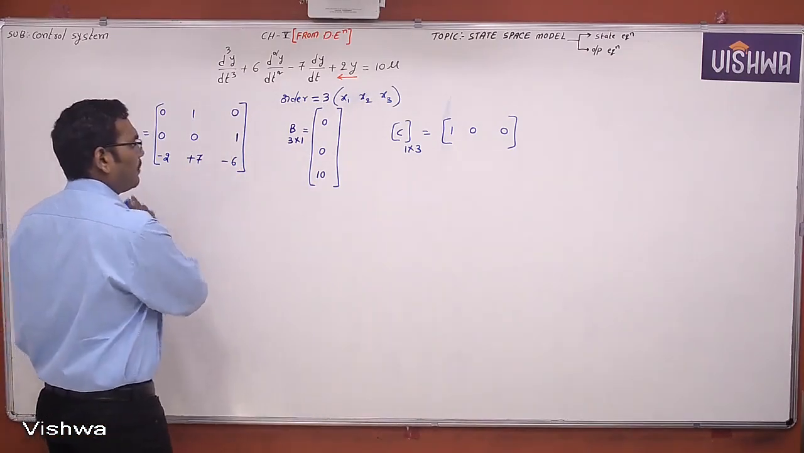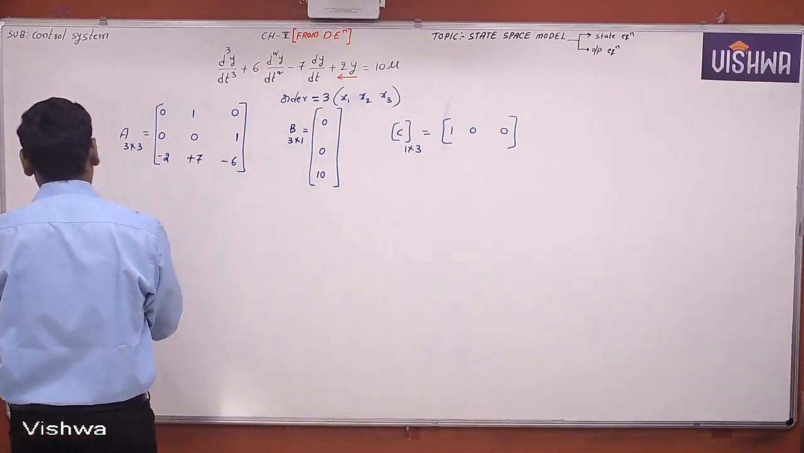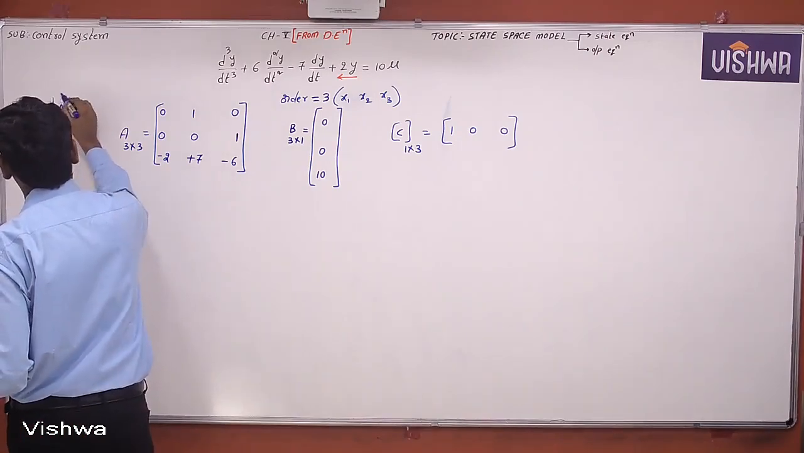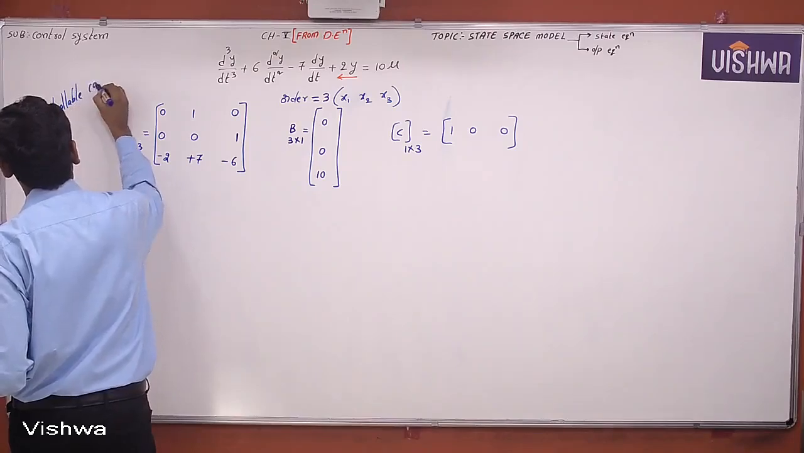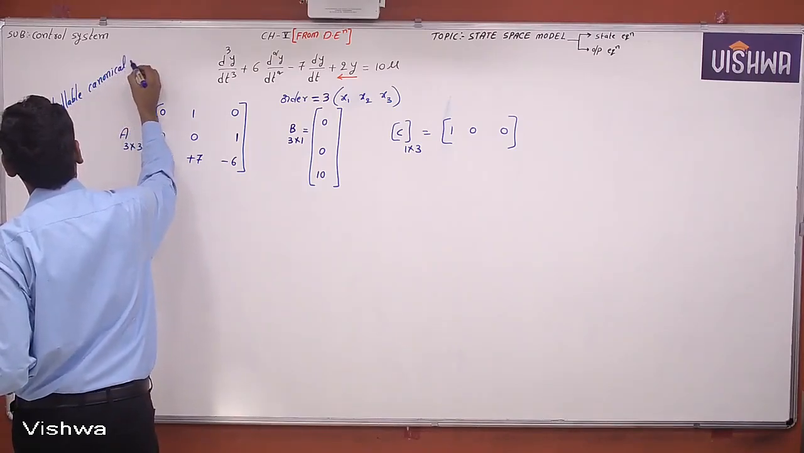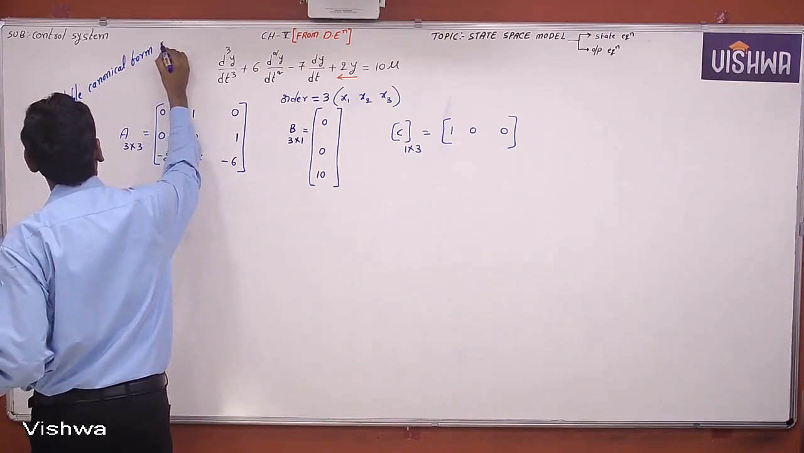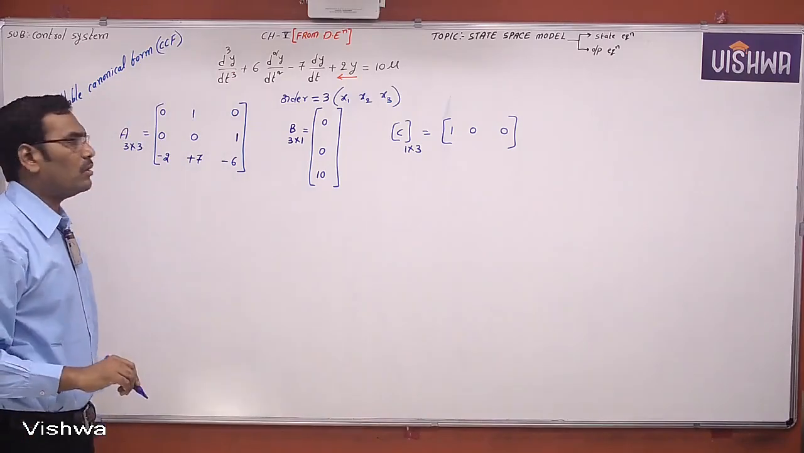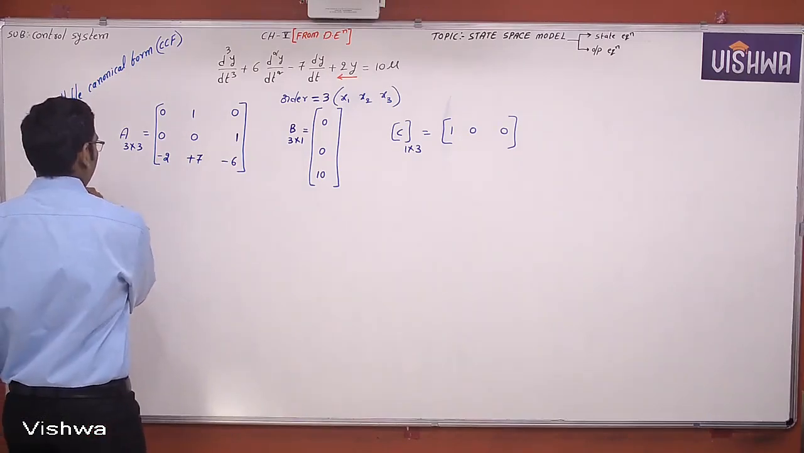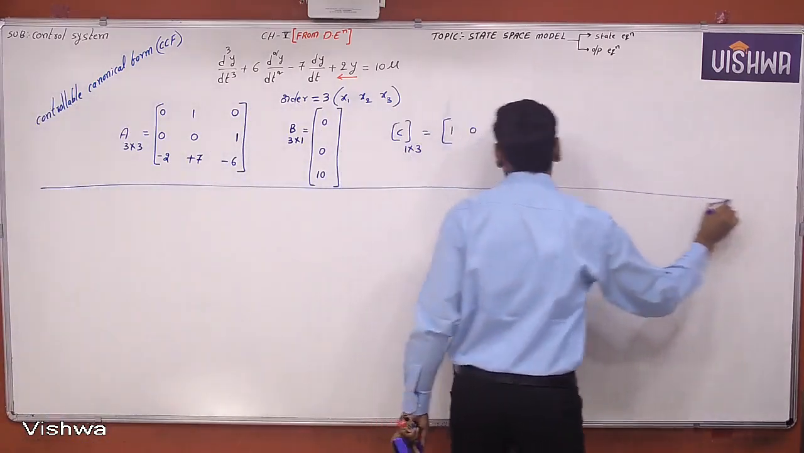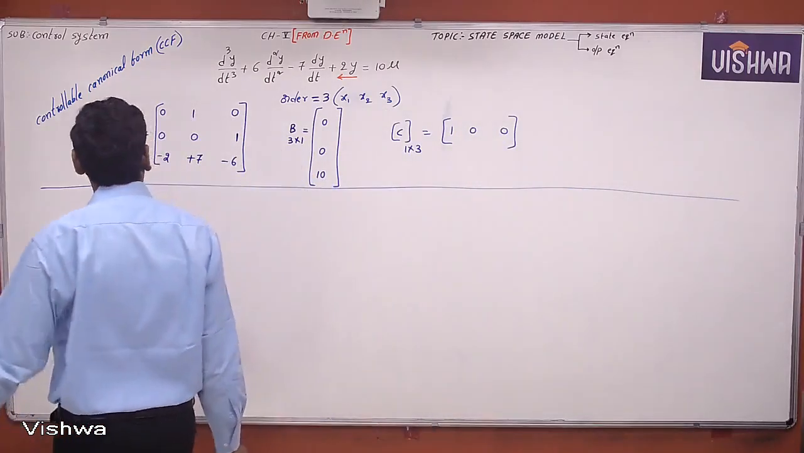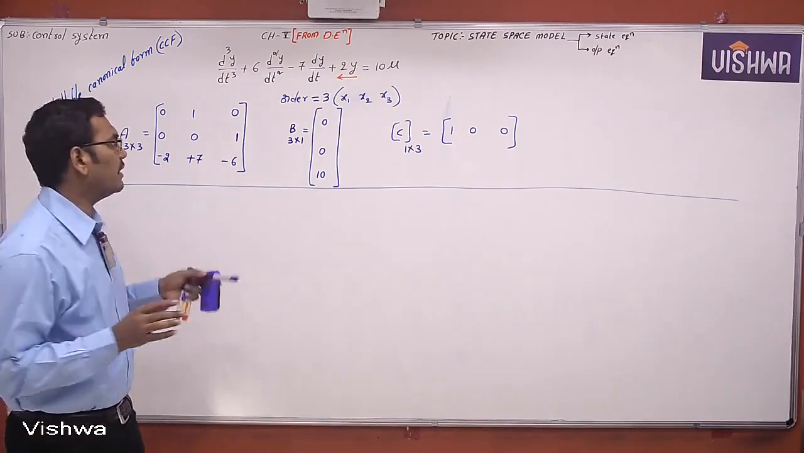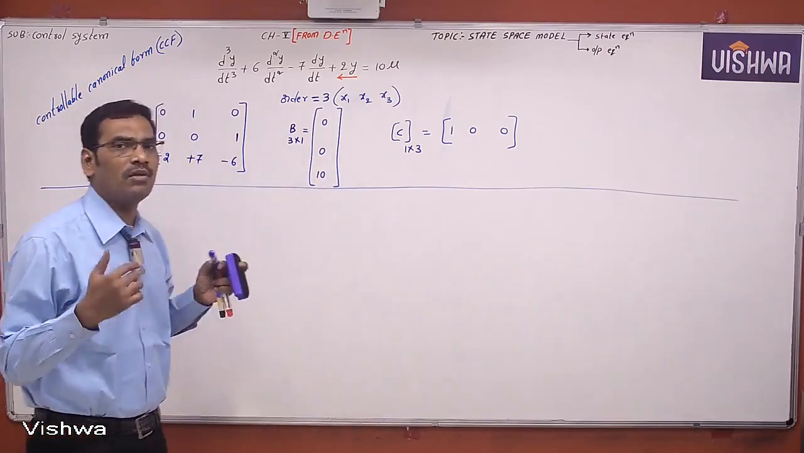Now this way of representation is called as controllable canonical form, CCF. So if he is asking, represent the state space model in controllable canonical form, then this is the procedure. A normal procedure is called as controllable canonical form.